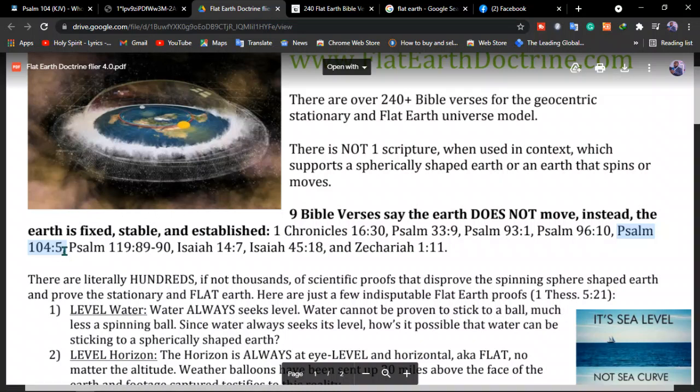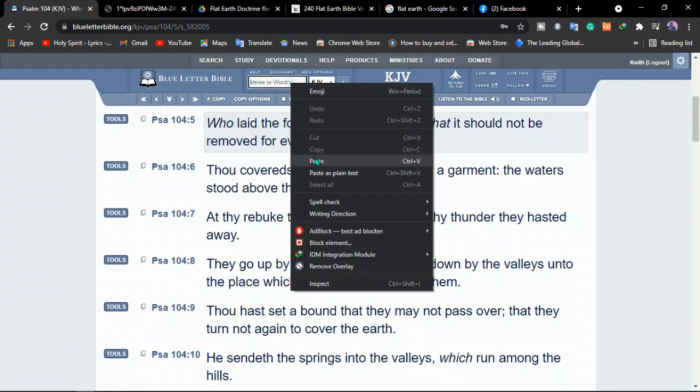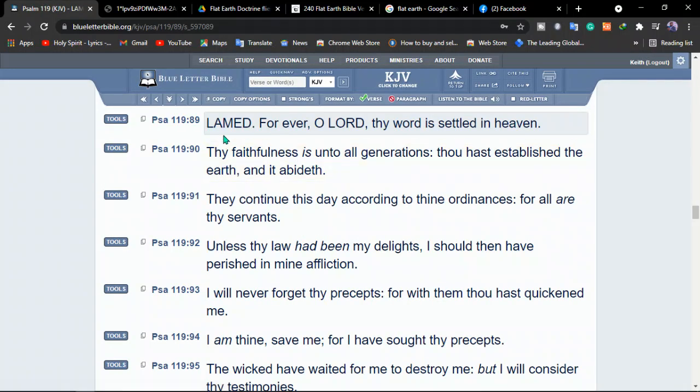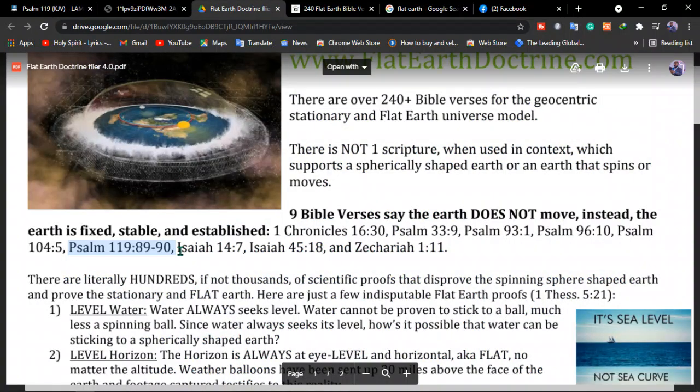All right, let's keep on checking. Psalms 119:89. It said, "Forever, O Lord, thy word is settled in heaven. Thy faithfulness is unto all generations. Thou hast established the earth, and it abideth." What does abiding mean? The Bible says, abide in me, I will also abide in you. Stick with me, abide with me. So it means the earth has abided, basically meaning it has stood and it is not moving.